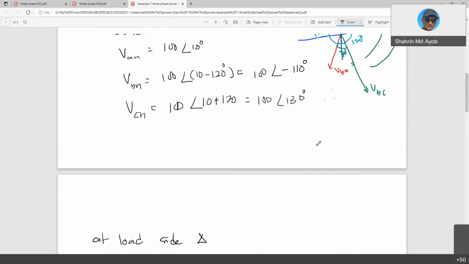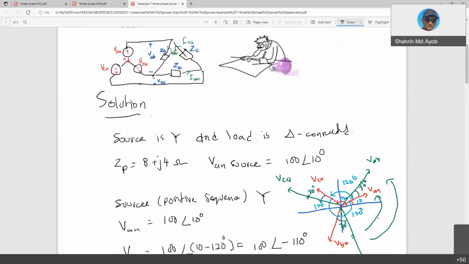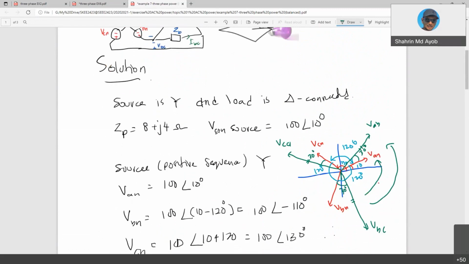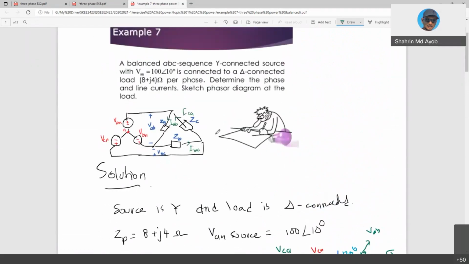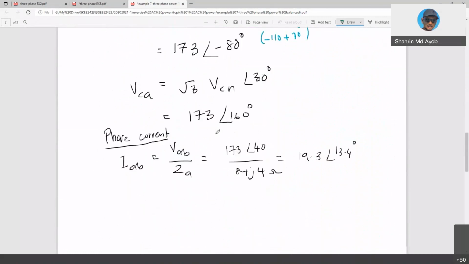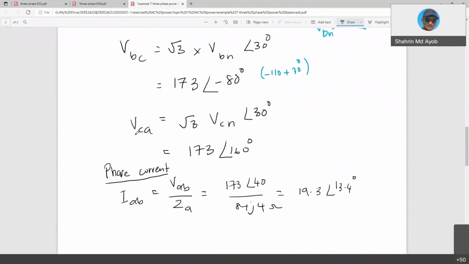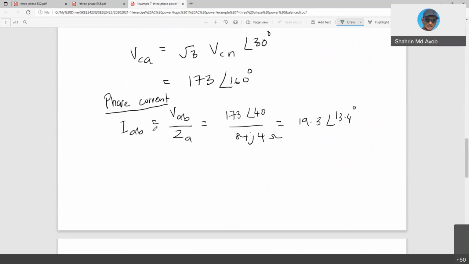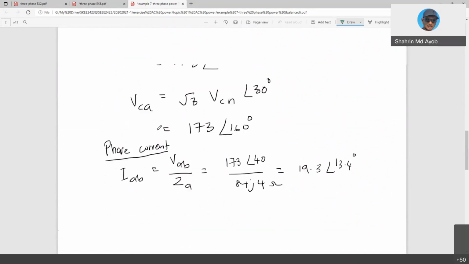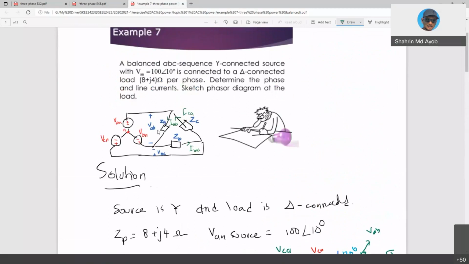Okay. For the phase current in delta, I line and I phase are actually not equal. So you have the IAB here, this phase current. IAB is equal to VAB, the V phase, over the impedance of the phase, ZA.